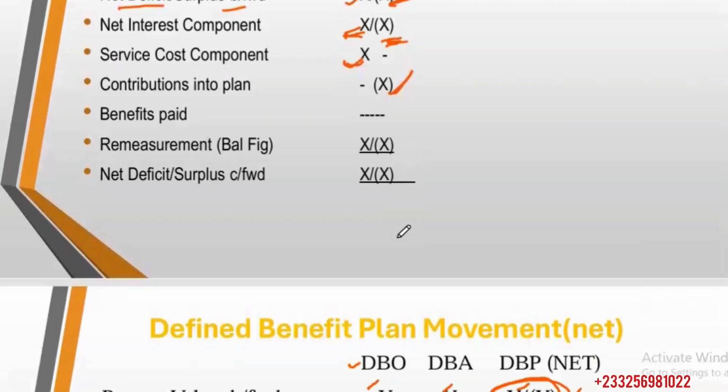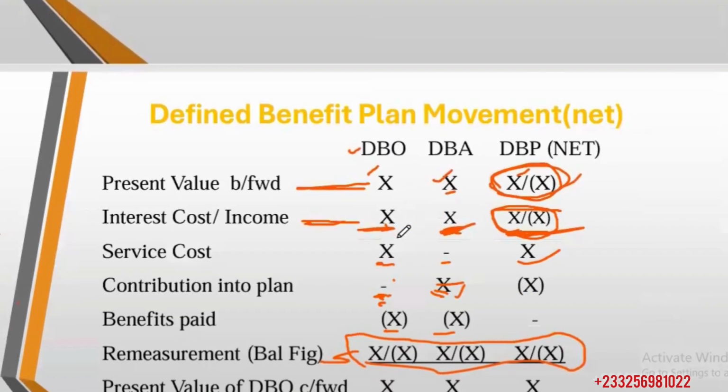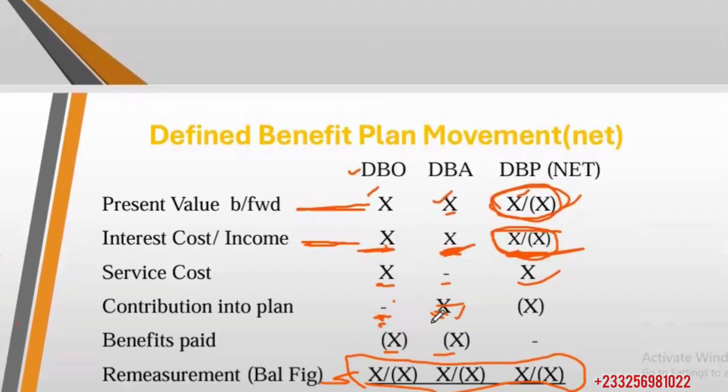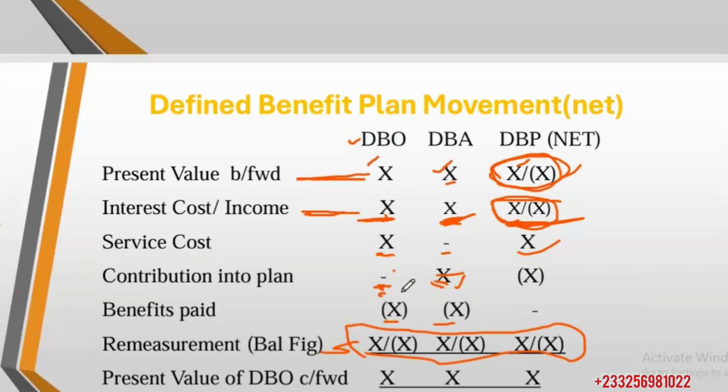It depends on what we are doing. That's what I said. It depends on whether the net is a surplus or deficit. But normally we deduct the contribution into the plan, because see how we got the net. It is the obligation minus what? The asset. That's what will give you the net.